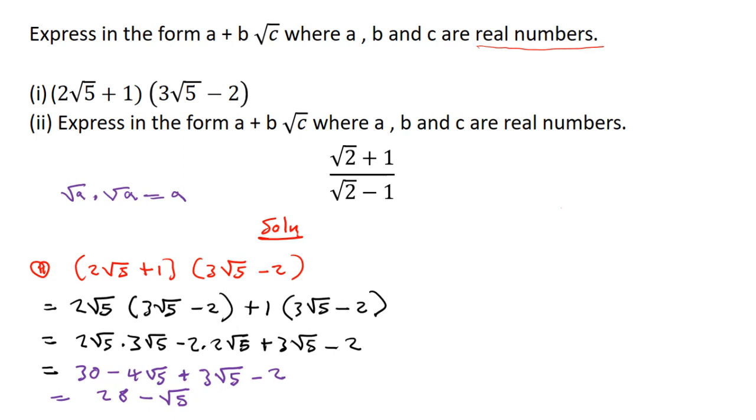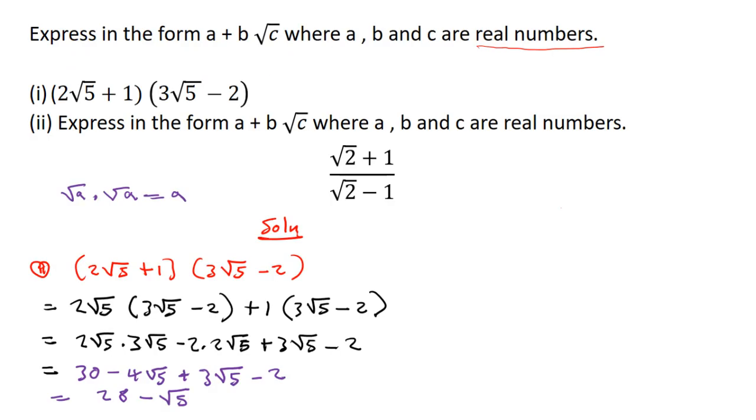Let me quickly move on and look at the next one, which is (square root 2 plus 1) over (square root 2 minus 1). So this question is coming from rationalization of rational numbers. So we have (square root 2 plus 1) over (square root 2 minus 1). So let me just check so that I don't make a mistake.